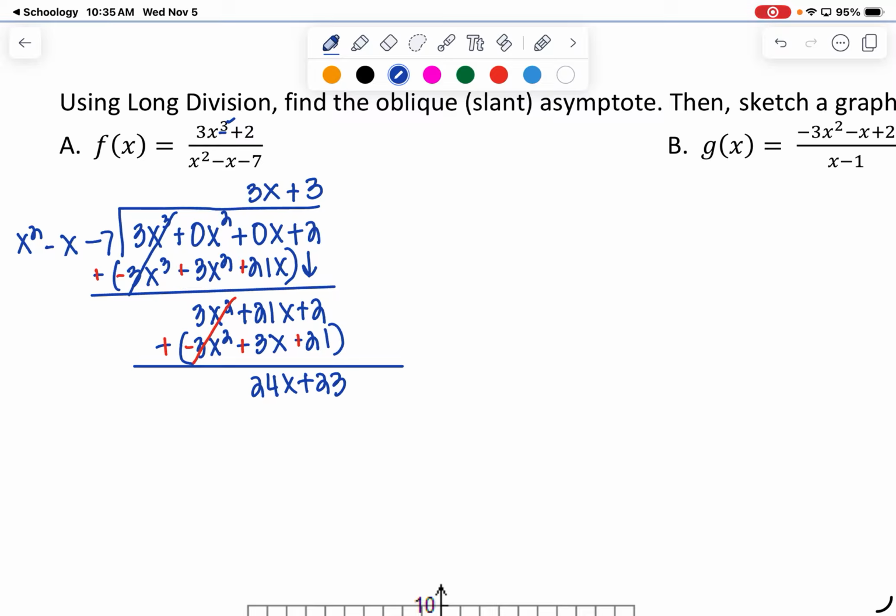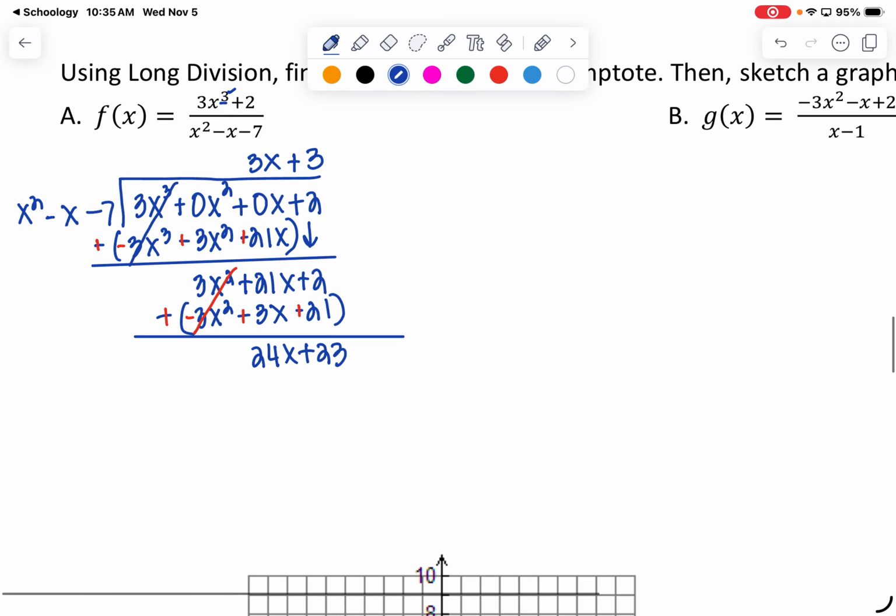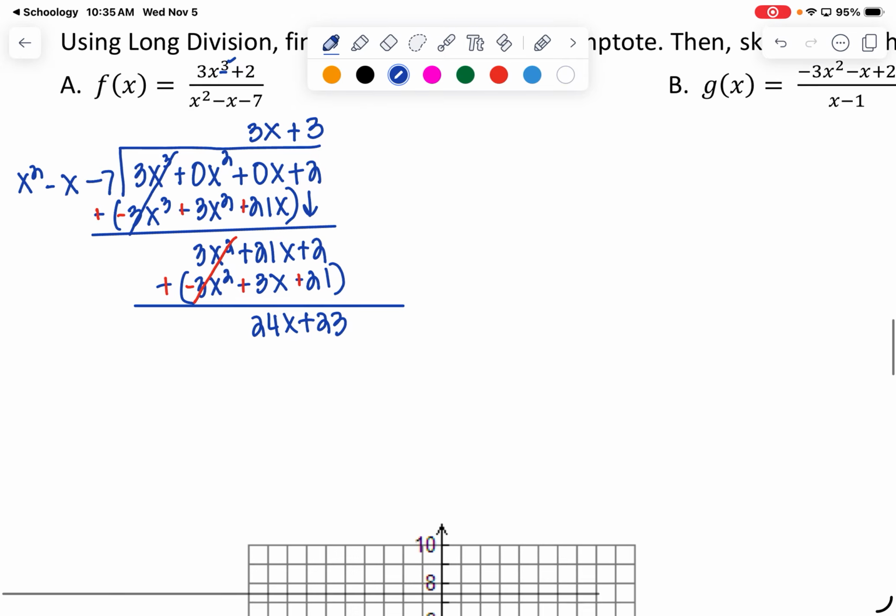Now, for what we're doing right now, we are not going to add the remainder to our answer. Why, you ask? Because we're trying to find the oblique asymptote. The oblique asymptote is what you get right here when you divide, not including the remainder. So what you get when you divide, the quotient, and without including the remainder. So it's y equals 3x plus 3.